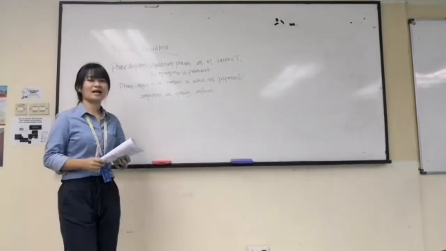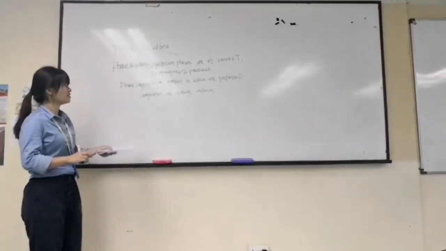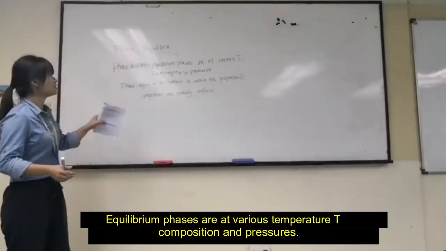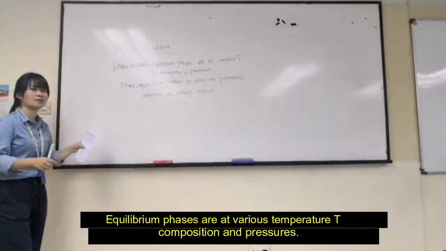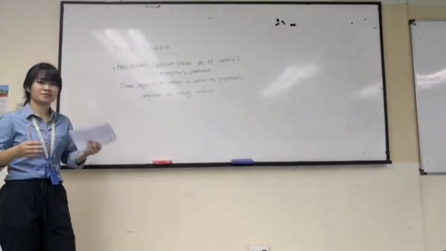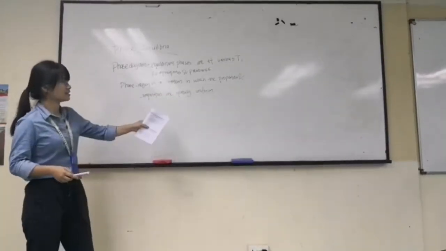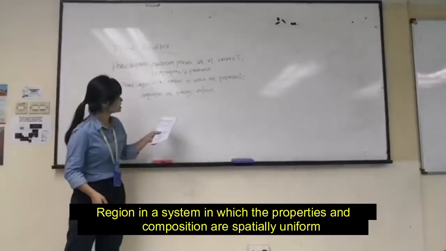Good morning everyone. I'm going to present chapter 5, phase equilibria. For phase equilibria, the first topic is the phase diagram. A phase diagram shows the equilibrium phases at various temperatures, compositions and pressures in graphic representation. A phase is a region in the system in which the properties and composition are spatially uniform.